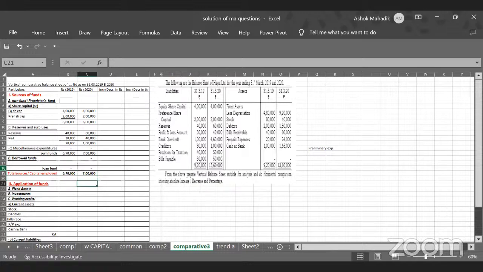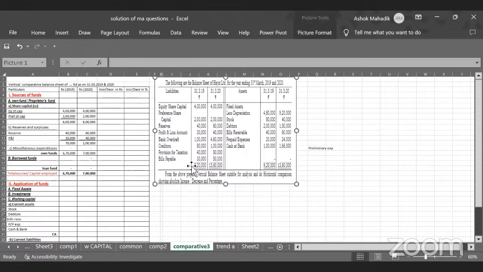Now, application of funds. In application, you will show where you have invested these funds or these amounts which you have raised. Clear? So, there are three subheads. See, in sources, we had two subheads, own fund and borrowed fund. But here, in application, we have three subheads where we invested. One is fixed assets, second investment, and third working capital.